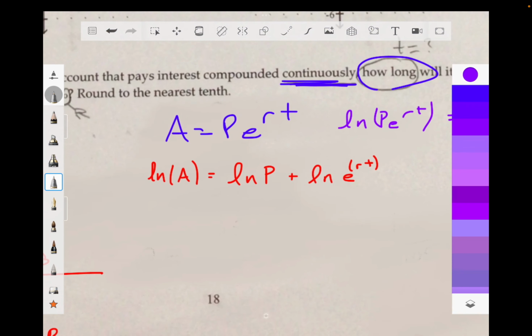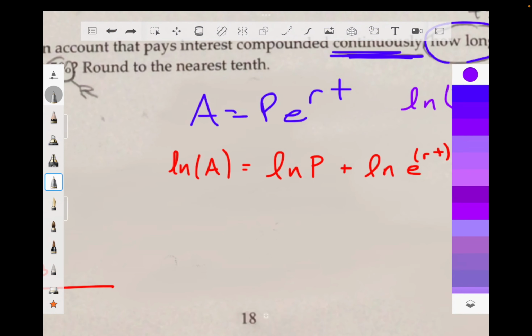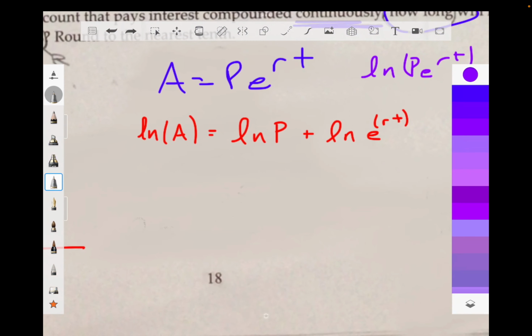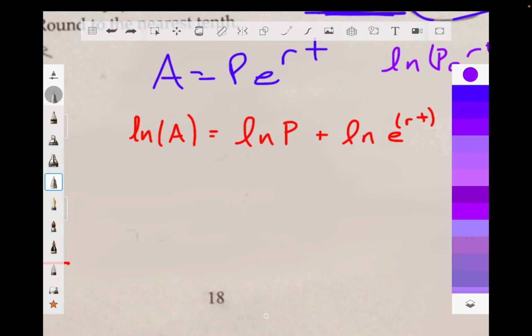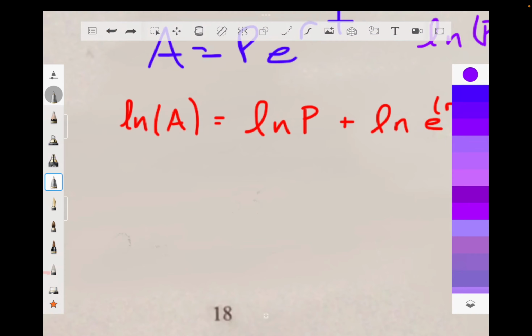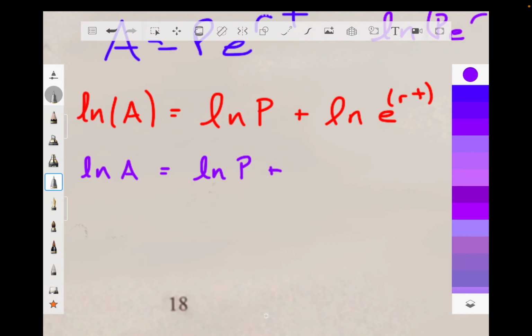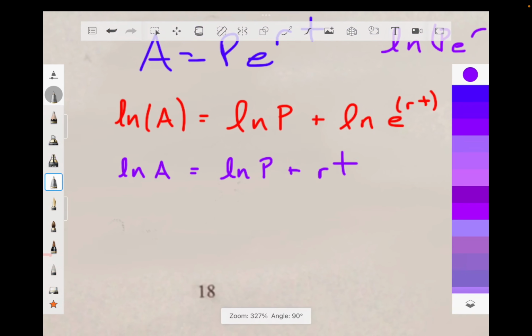That's where this separation comes from. And the natural log of A is that. Okay. So, next step is to just bring the RT down, because natural log of e to anything just brings the exponent down. So this will be natural log of A equals natural log of P plus RT.